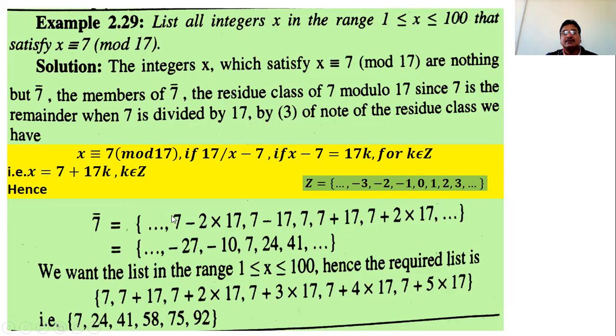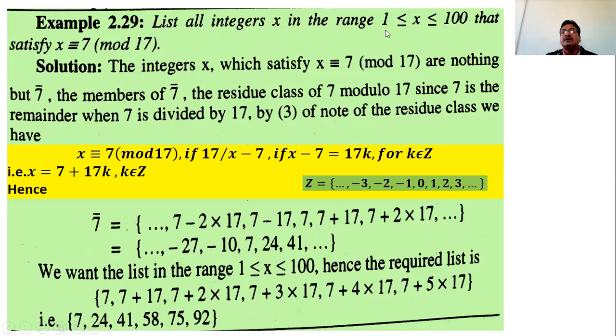What are the elements? This is −34 + 7, which means −27. This is −10. This is 7. Then 7 + 17 is 24, and 7 + 2 × 17 is 41. These are the elements of 7 bar, meaning these are the values of x that are congruent to 7 mod 17.